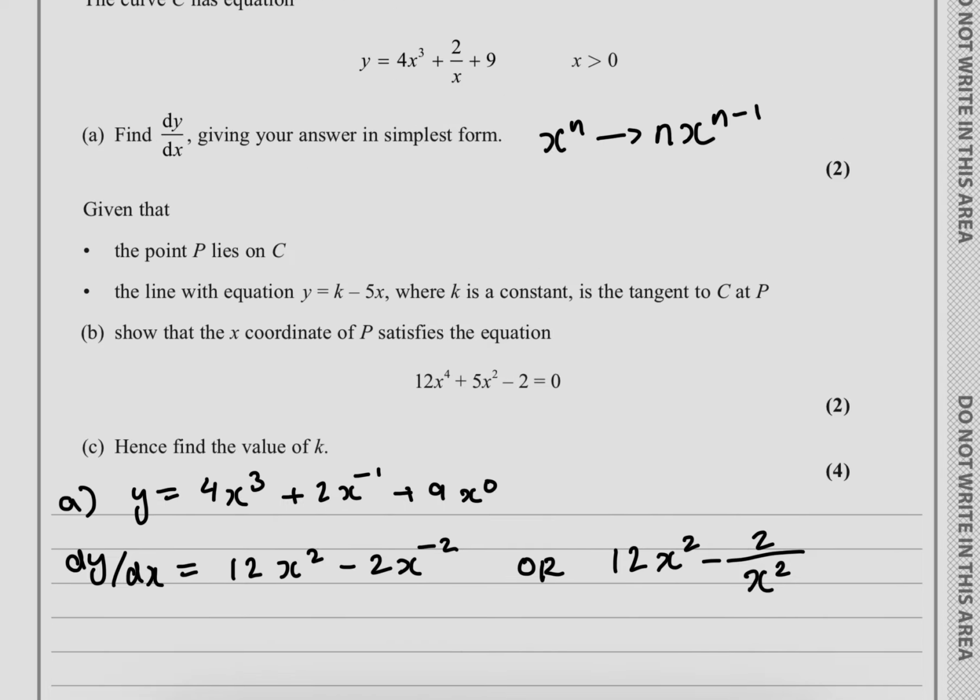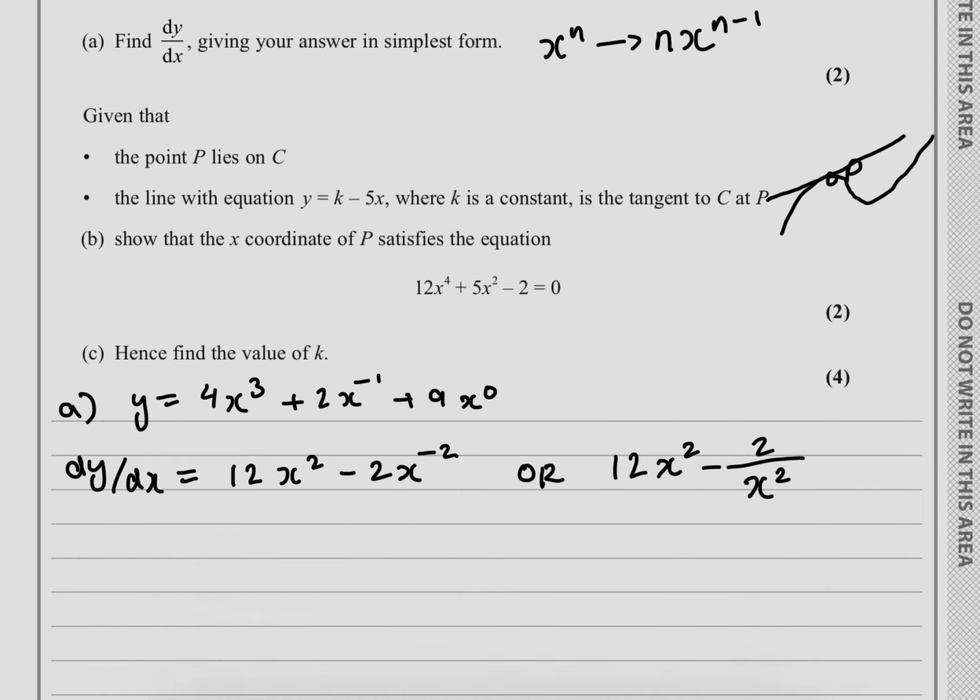Now for the second part, it says, given that the point P lies on C, the line with equation y equals k minus 5x is a tangent to C at P. Show that the x-coordinate of P satisfies the equation. So what does this mean? If the curve C looked something like this, it's not exact at all, it's just to show. If this was the point P, the tangent will be over here. The equation of this tangent is y equals k minus 5x.